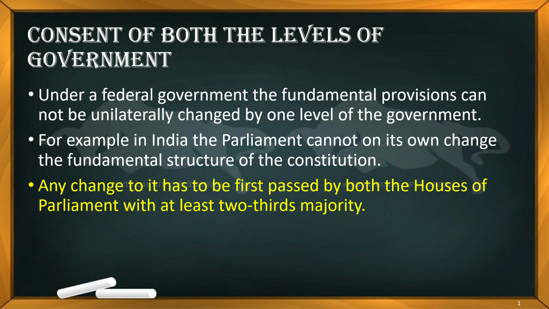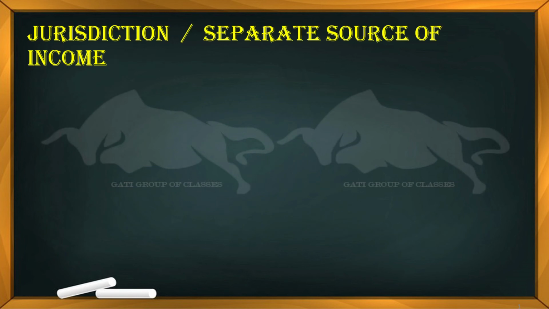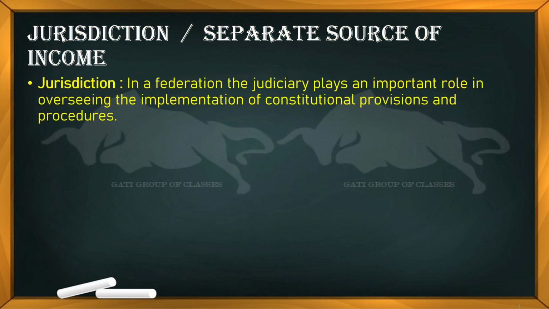There are three types of majority: single majority, special majority, and special majority plus ratification by the state assemblies. Then it has to be ratified by the legislatures of at least half of the total states. Now the next point is jurisdiction or separate source of income. Jurisdiction we already discussed earlier.